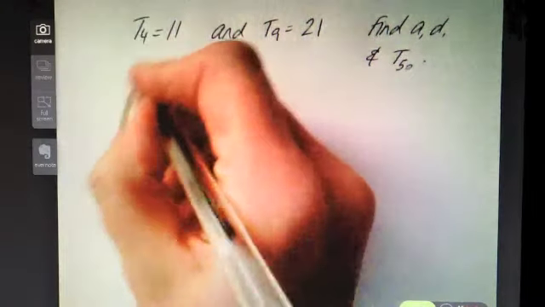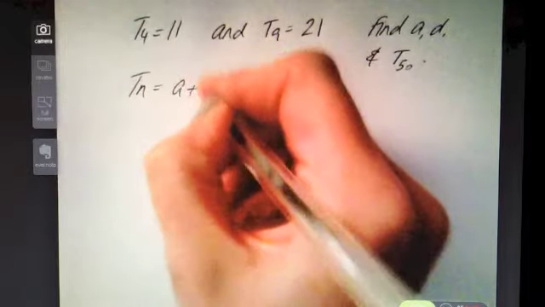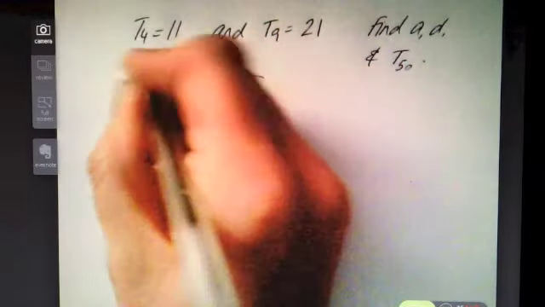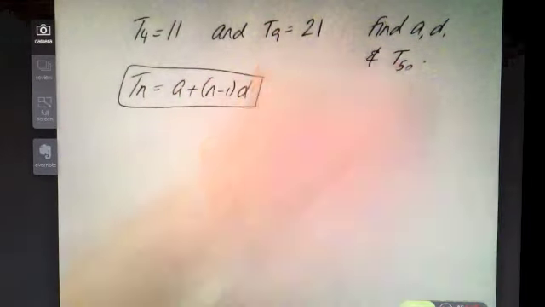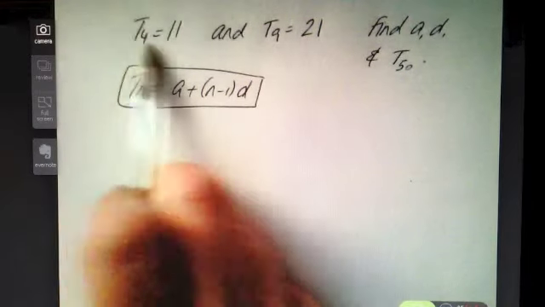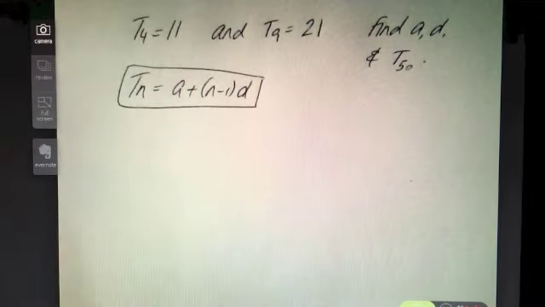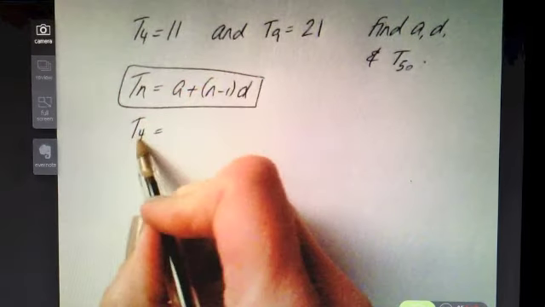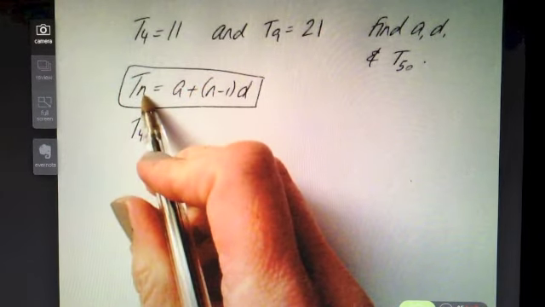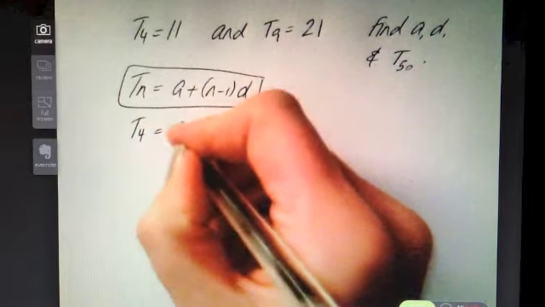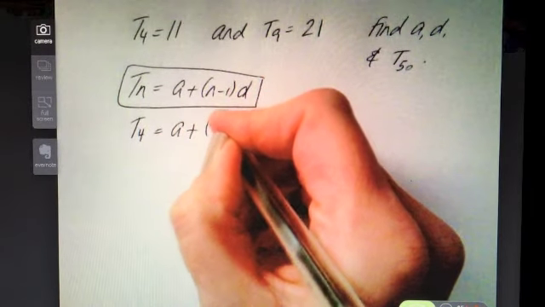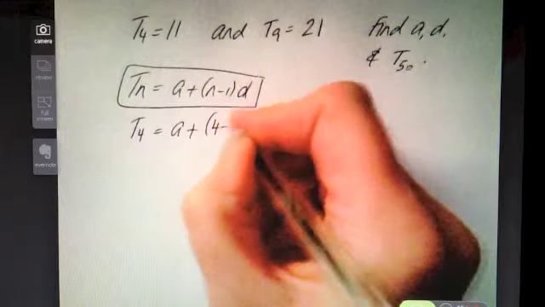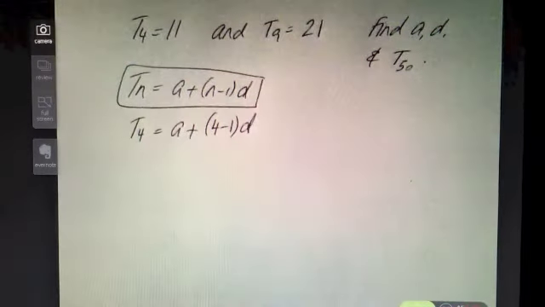So remember, from our log tables, we have A plus (n minus 1)d. Okay, so we're going to use that to fill in the information we're given as best we can. So if I'm talking about the 4th term here, I'm talking about T4. 4, in other words, is subbed in for n. So I don't know what A is yet. n, though, I can sub in 4 minus 1, and d I don't know yet, so I leave as d.